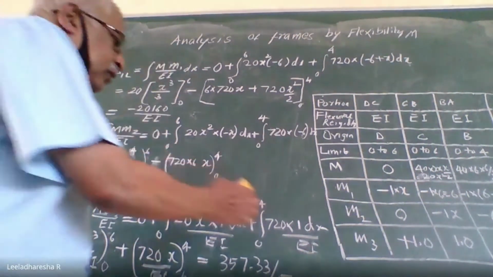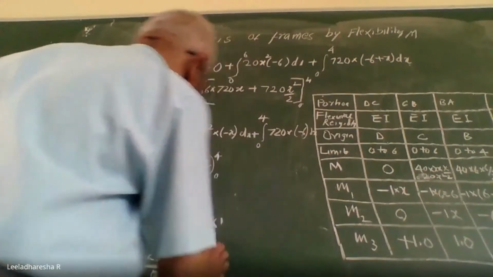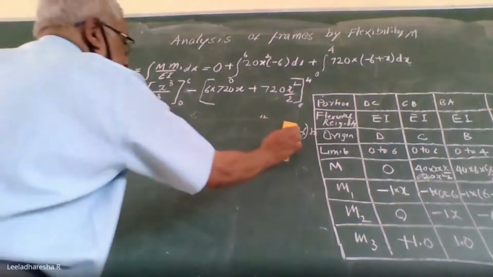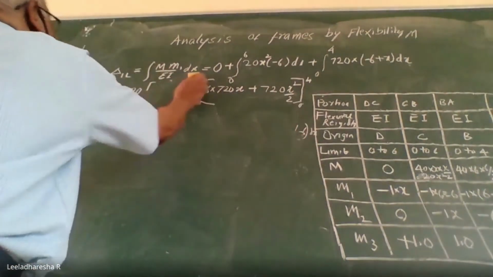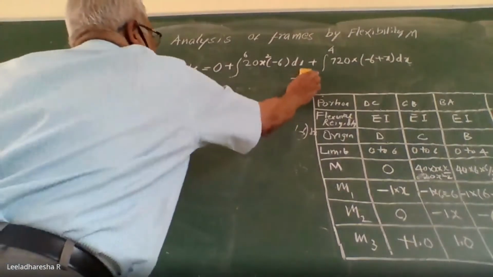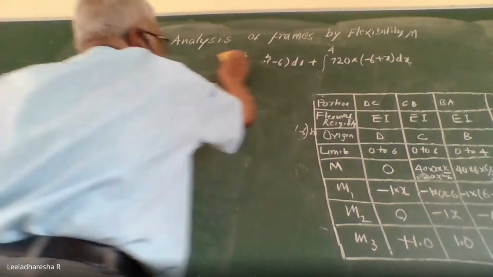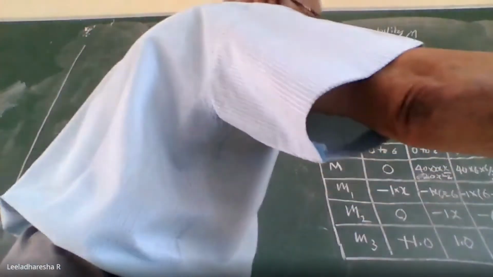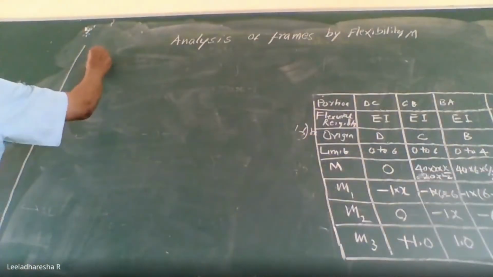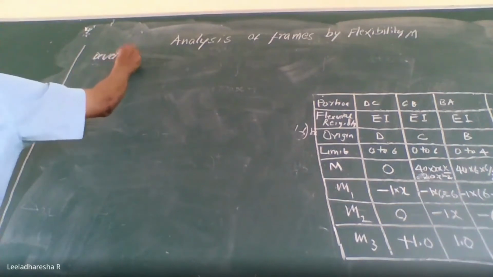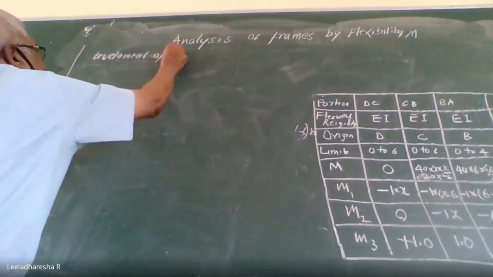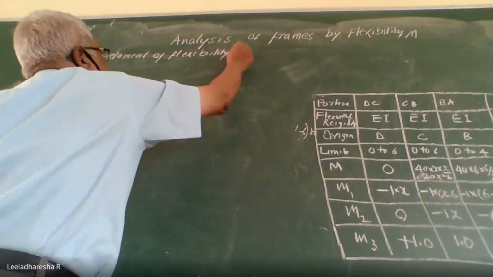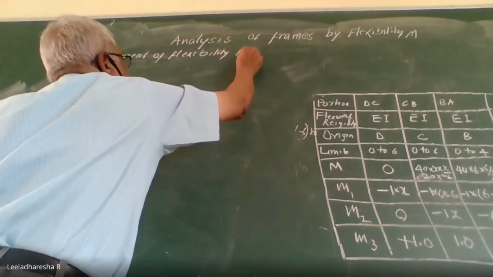Now, next we will go for development of the flexibility elements. So, coming to small delta 1, delta 2, and so on, we can find these elements by the method I am going to give next. So, you can say development of flexibility matrix elements.